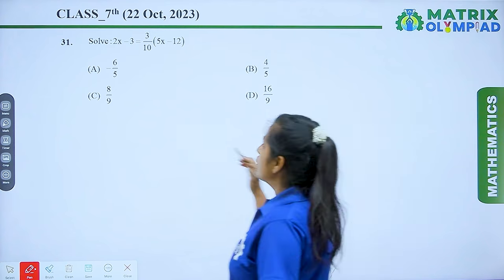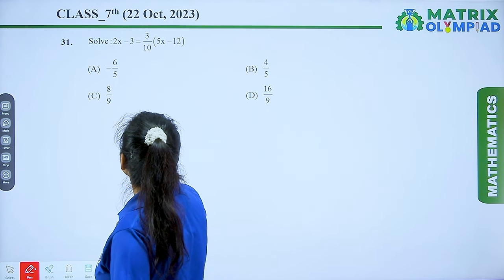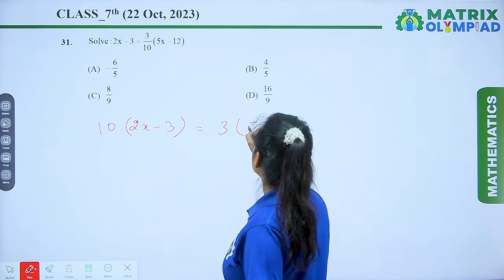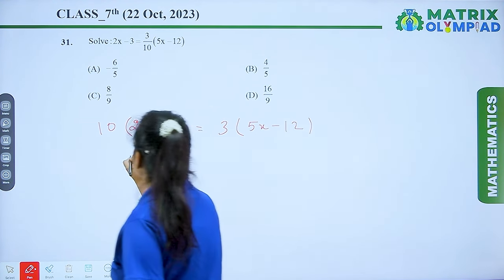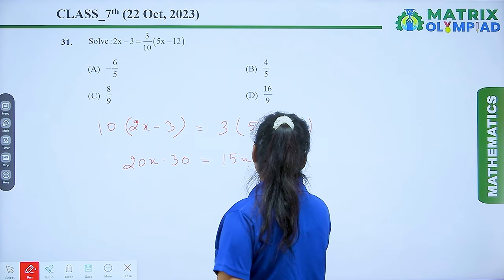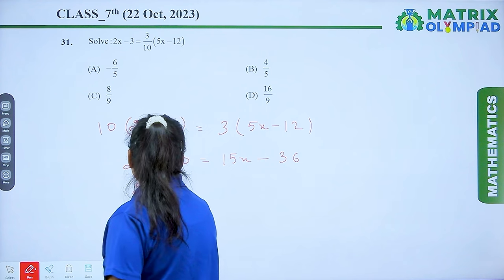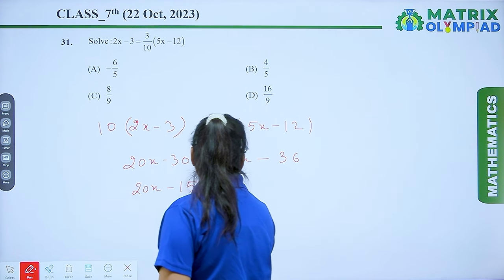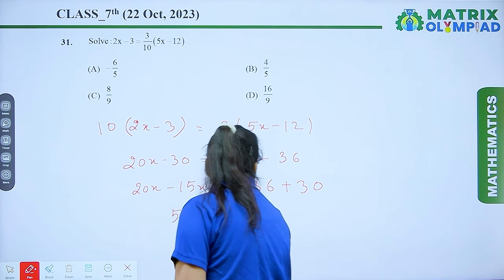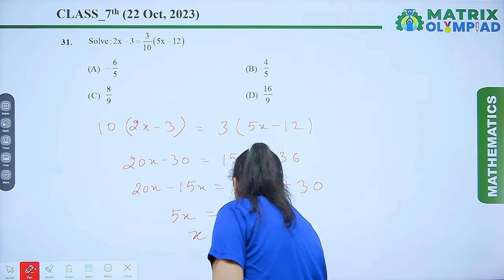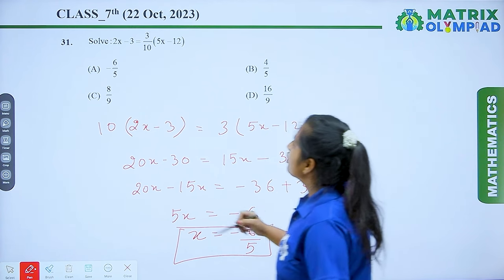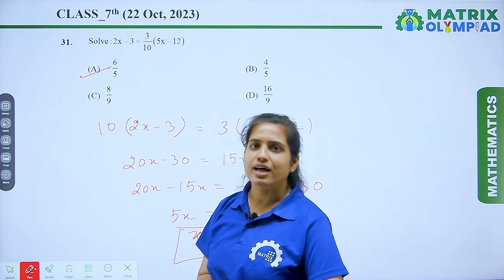Now the next question is question number 31. So here, let's solve the equation. 2x minus 3 multiplied by 10 equal to 3 multiplied by 5x minus 12. So here we get 20x. So here we get the value of x as minus 6 upon 5. So according to the options, we can say that option A is the correct answer.